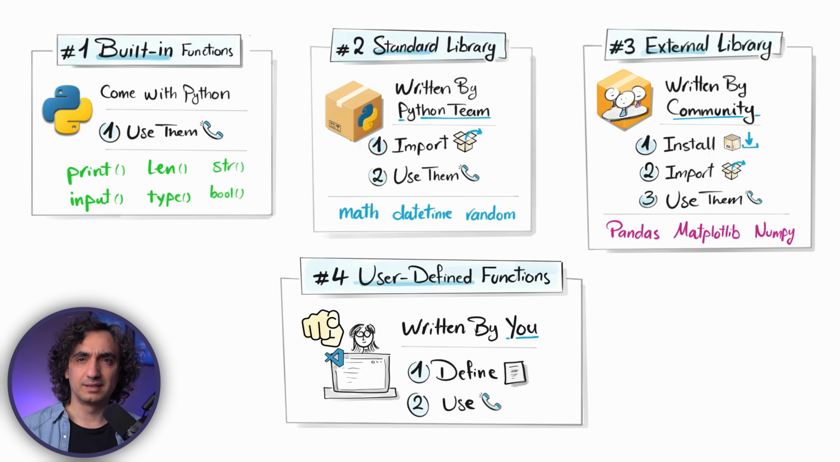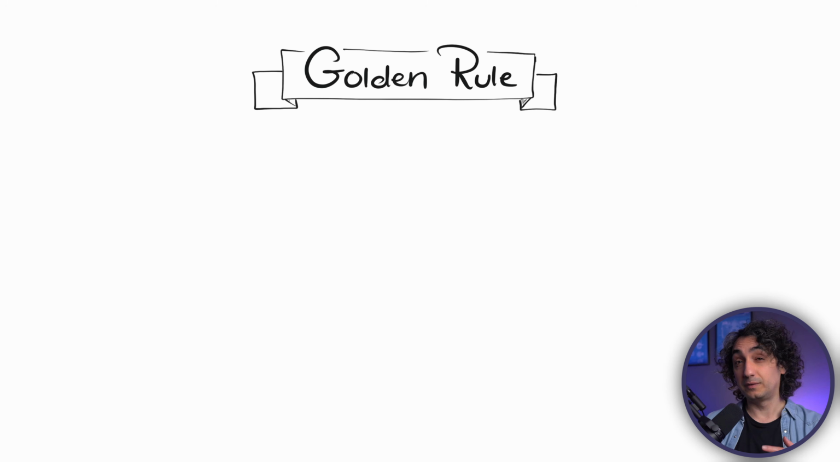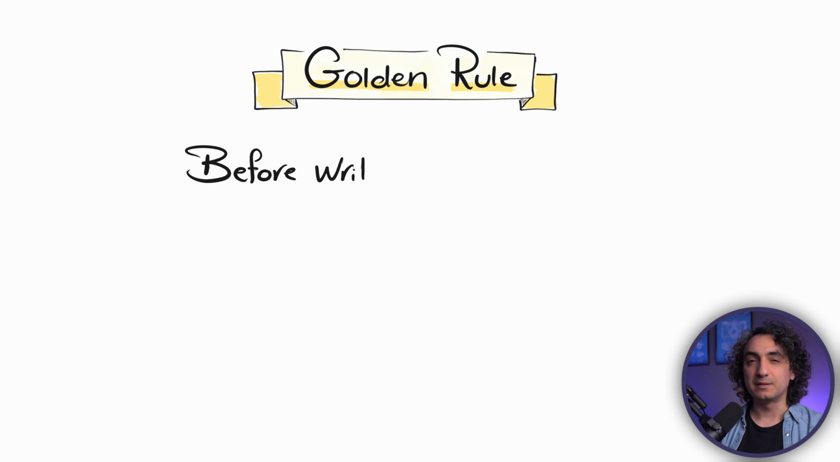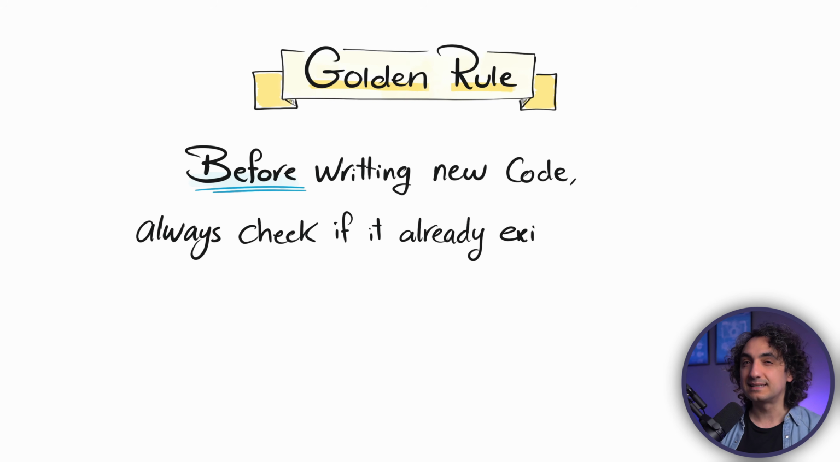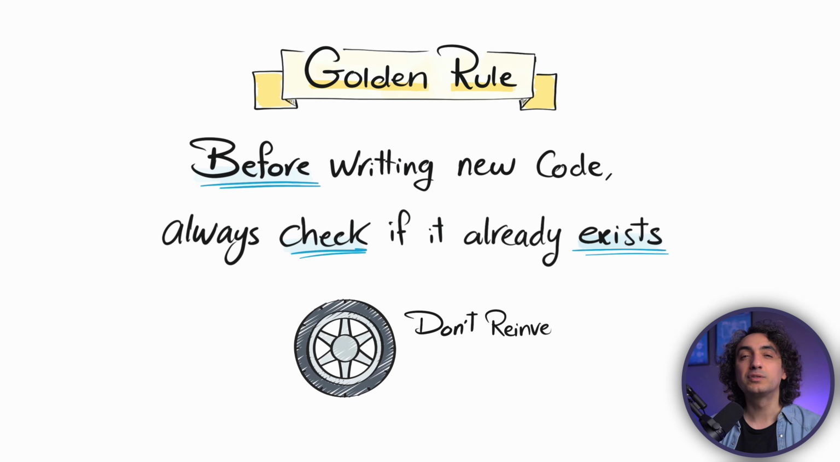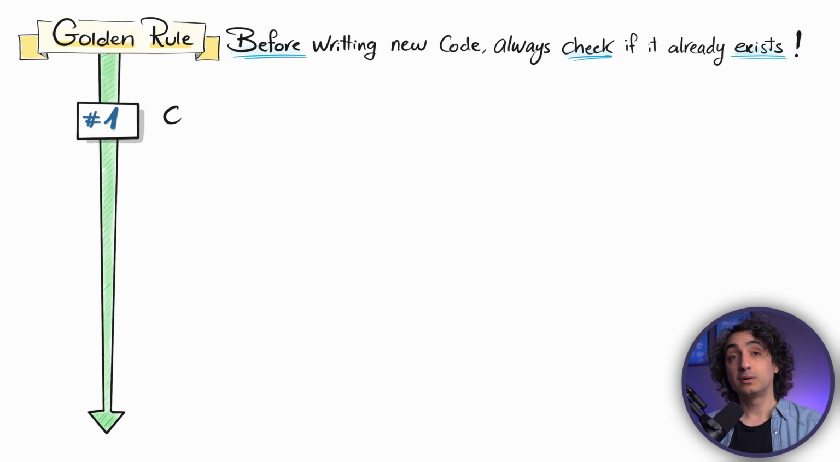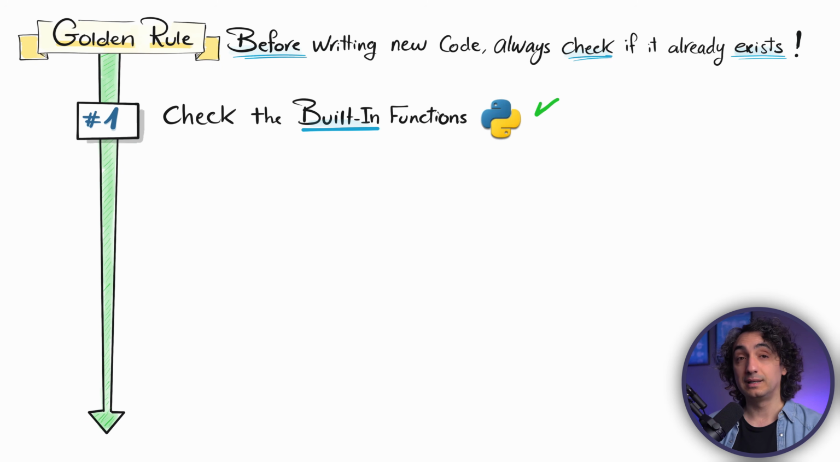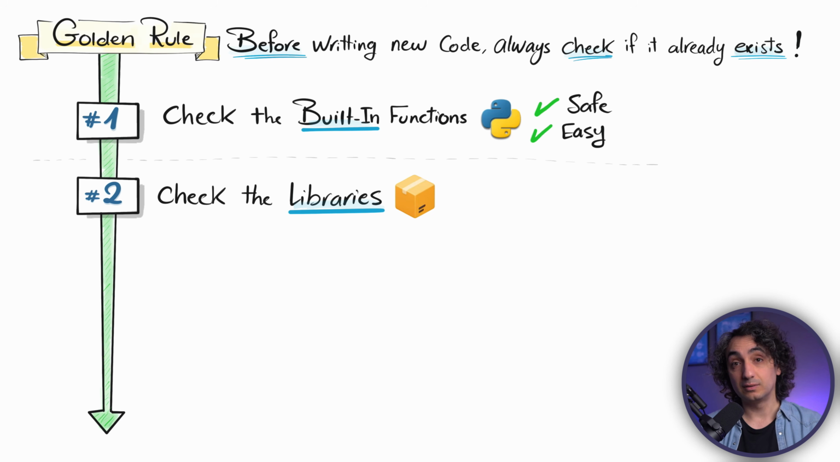And now of course the question is, if I have a problem and I want to solve it, which source should I use? There is a simple golden rule for that. If you follow it, you are already thinking like a professional. Before you write any piece of code like a function from scratch, always check if it already exists somewhere else. So just don't reinvent the wheel. Here is how to do it. First, check the built-in functions because they are already there and they are usually very safe and fast to use. If you are not finding anything, then go and check the standard libraries because they are already installed and trusted.